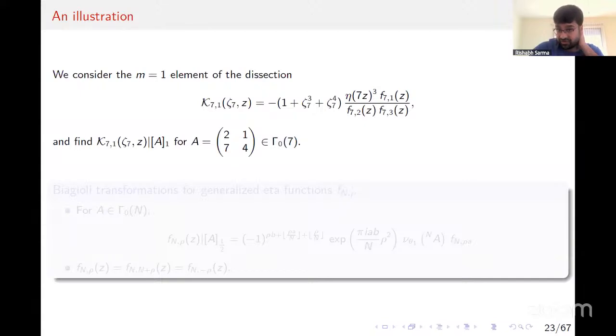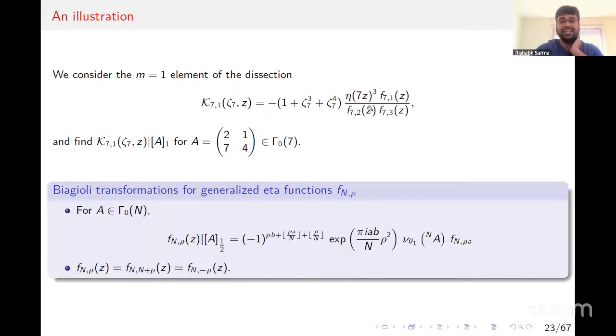Here is an illustration of this. We consider M equal to 1, an element of the 7-dissection of the partition rank, and the following matrix in Gamma_0(7). As you can see, the determinant is 1, and there is a 7 there. So we are going to look at the transformation of this product under the congruence subgroup Gamma_0(7), considering the following matrix.